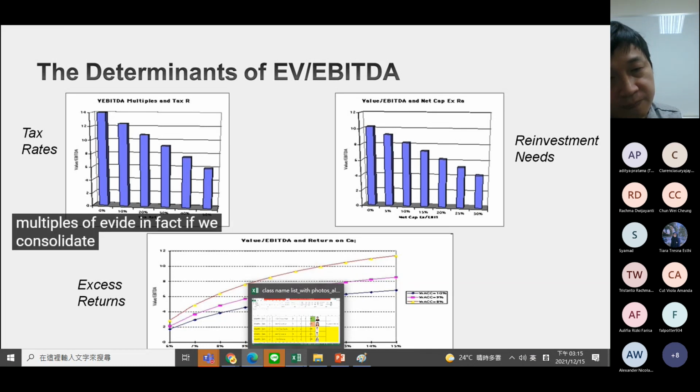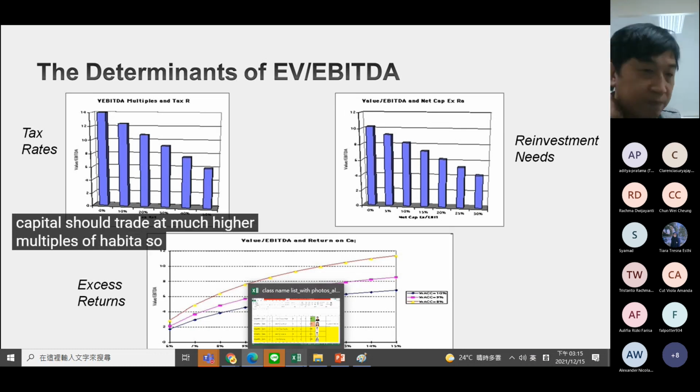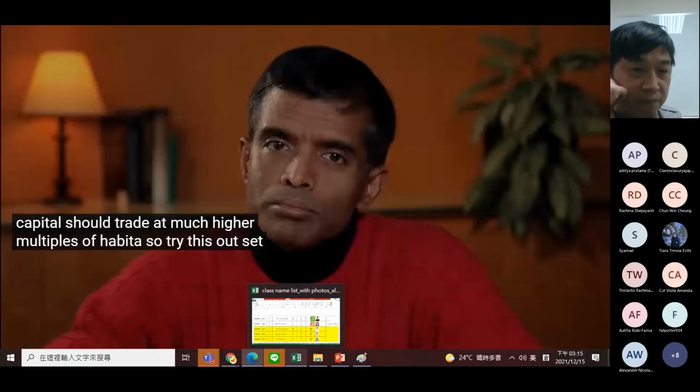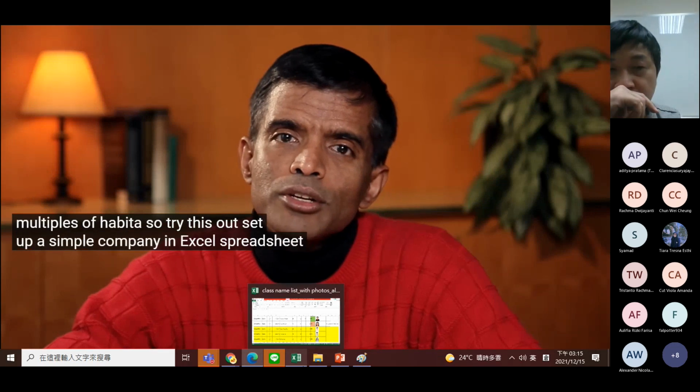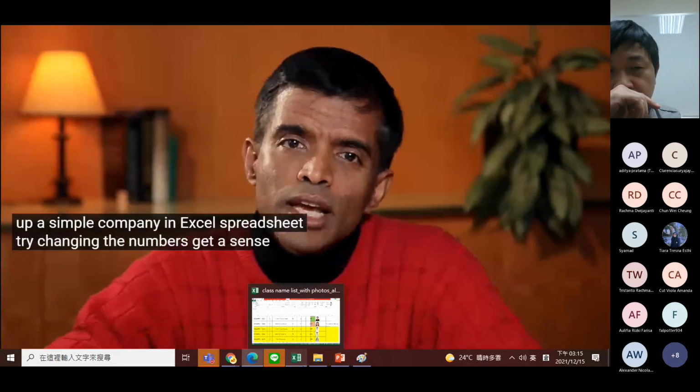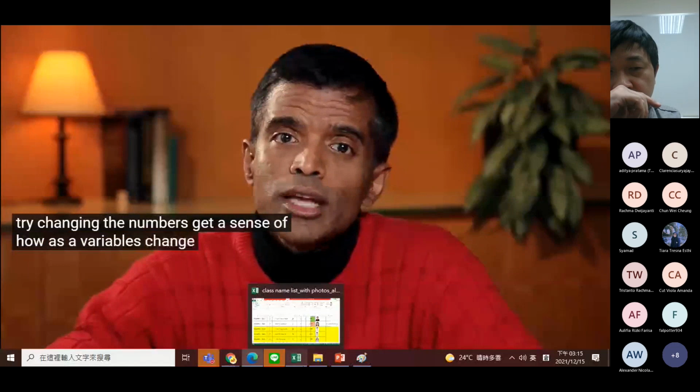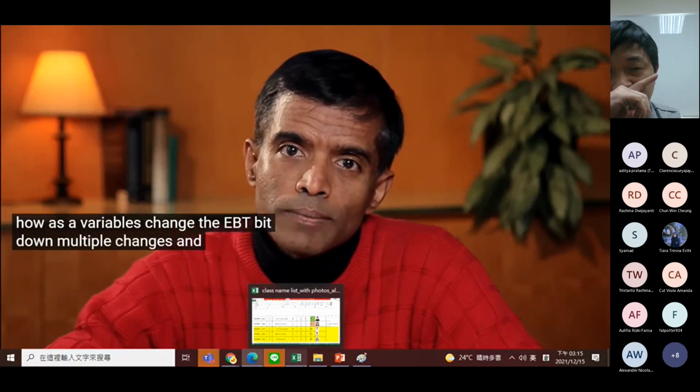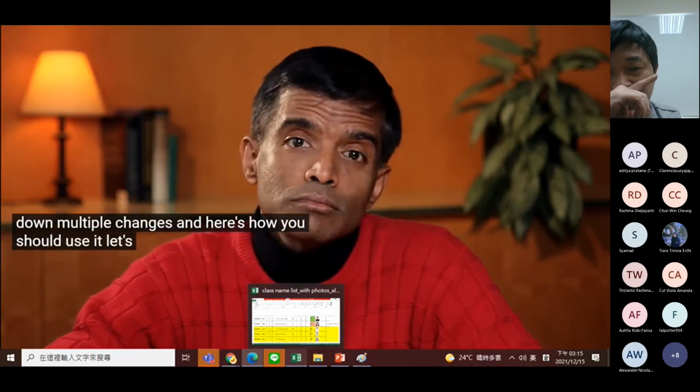In fact, if you consolidate the return on capital and cost of capital into one measure, companies that deliver higher excess returns, earn over and above their cost of capital, should trade at much higher multiples of EBITDA. So try this out. Set up a simple company in an Excel spreadsheet. Try changing the numbers. Get a sense of how, as the variables change, the EV to EBITDA multiple changes. And here's how you should use it.